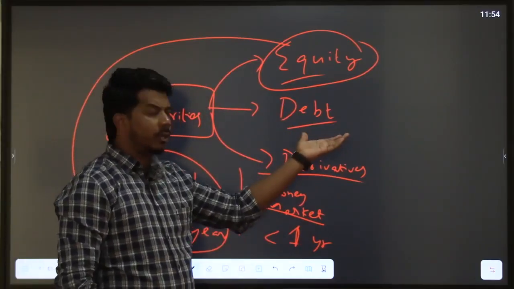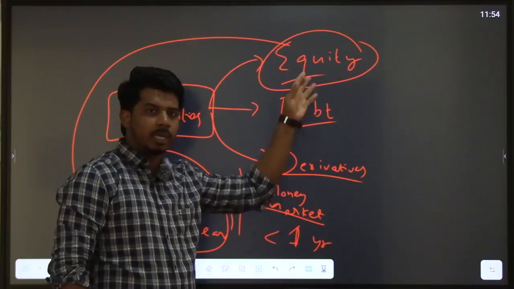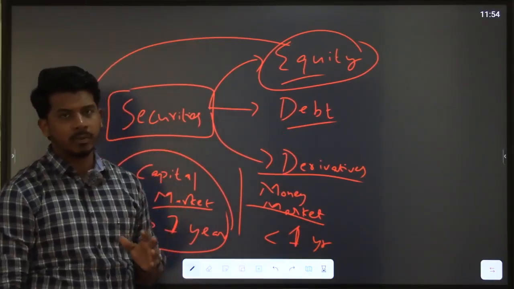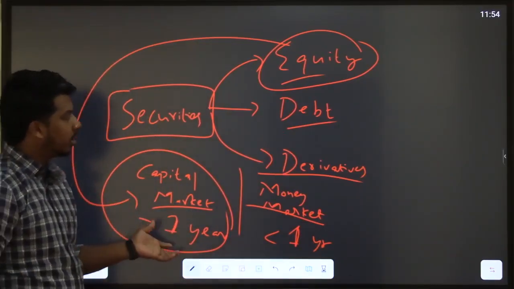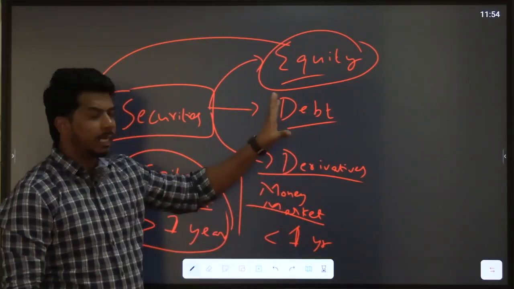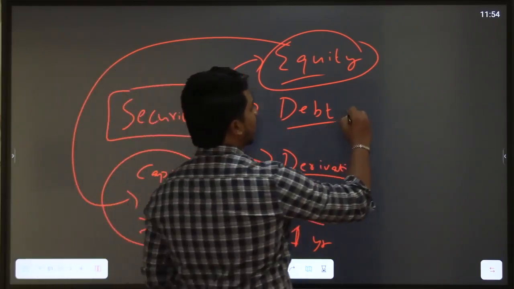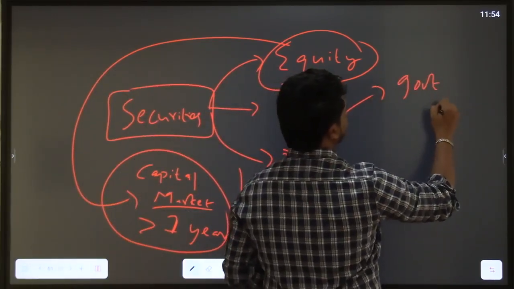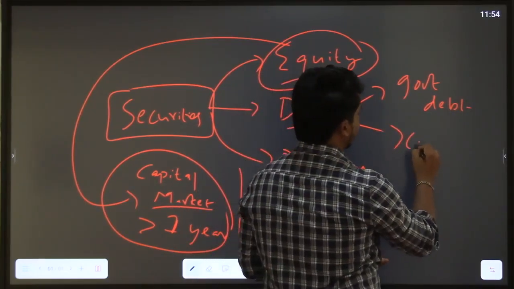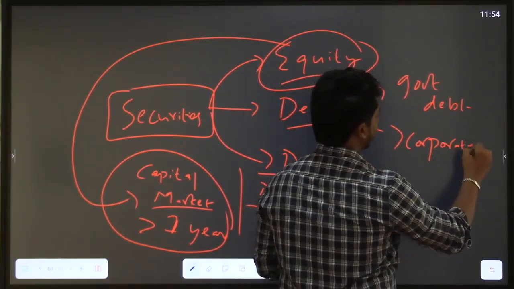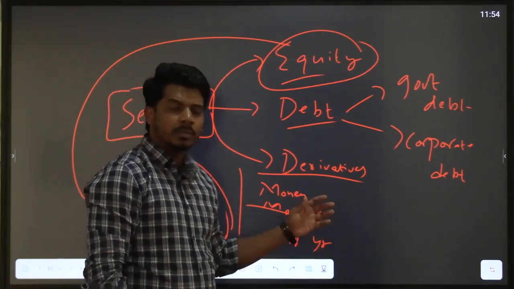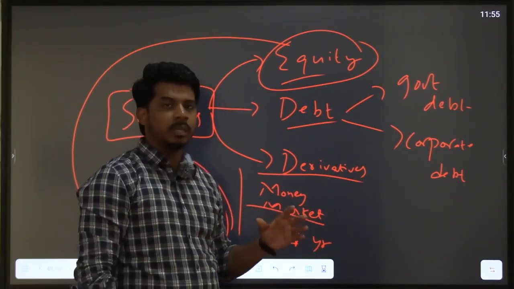Now the money market usually deals with debt, only loans, because there is no concept like ownership for 6 months. So usually debt is for less than 1 year. Then whether your debt is more than 1 year or less than 1 year, this debt you can classify into two. One is government debt. Another one is non-government debt or corporate debt.